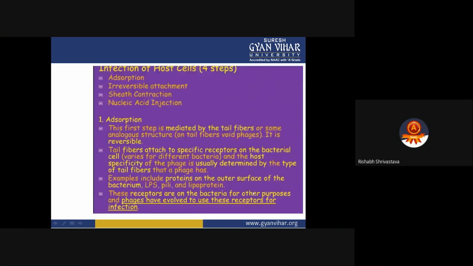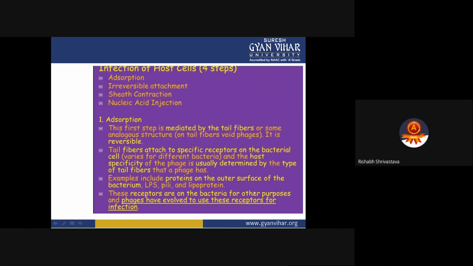So let's take a look at these processes. Infection of the host cell has 4 steps. You have adsorption, you have irreversible attachment, you have sheath contraction, and you have finally nucleic acid injection.